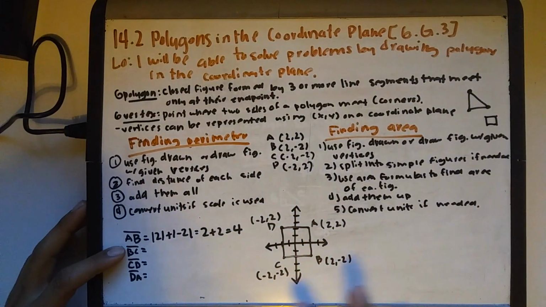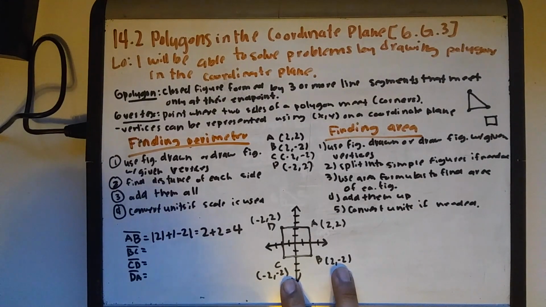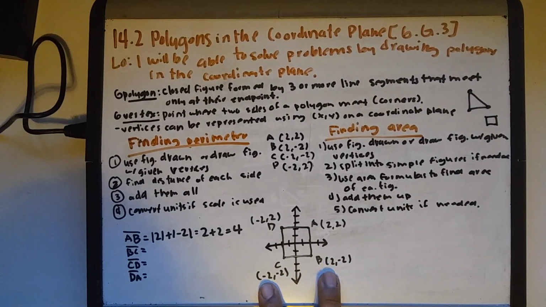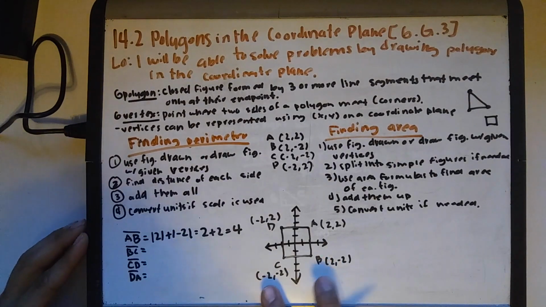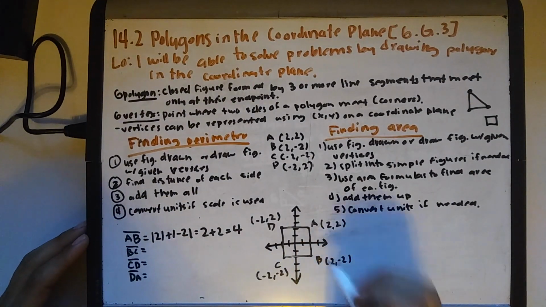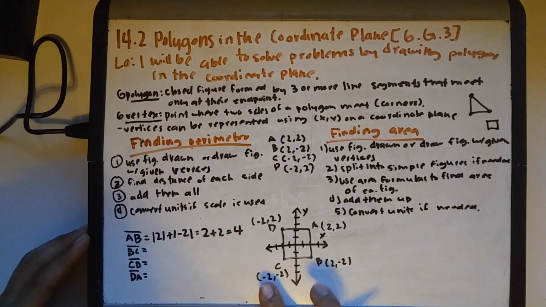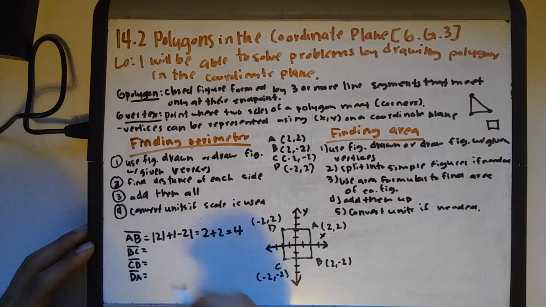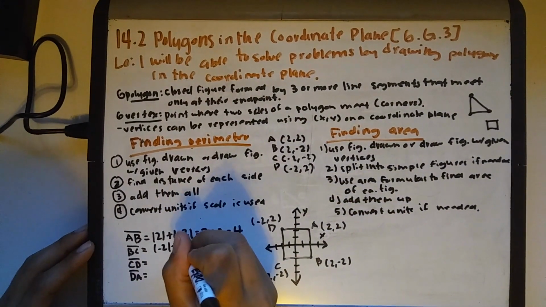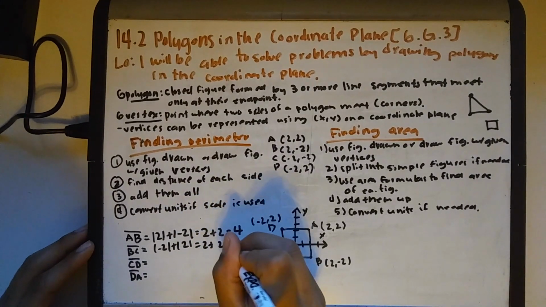B, C, I have this 2, so what's the same? The same is my Y value, so I'm gonna ignore those. I'm gonna work with my X values, and because they are opposite signs, because they're not on the same side of the axis, I'm gonna add the absolute values. So then again, I have absolute value of -2 plus absolute value of 2, that's 2 plus 2, that gives me 4.